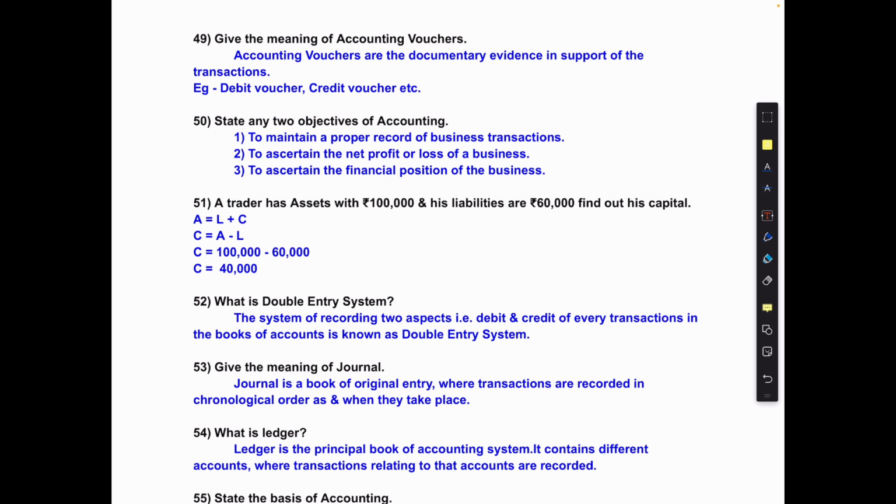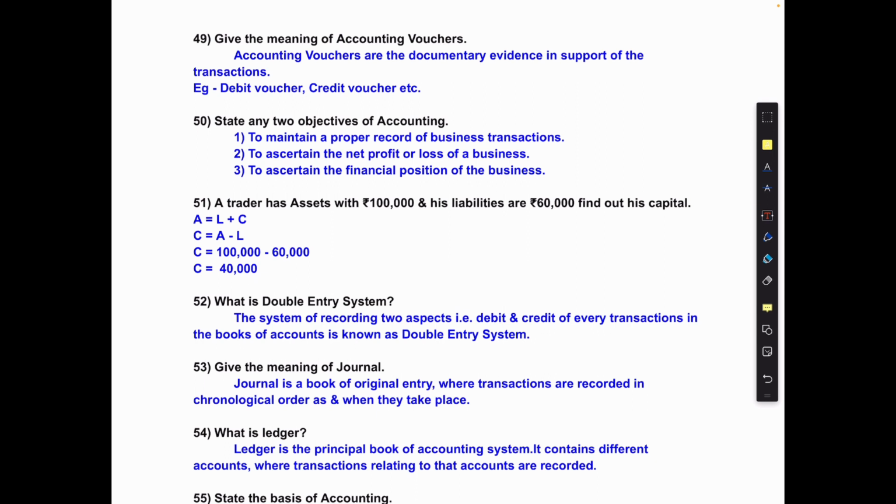51. A trader has assets of rupees 1 lakh and his liabilities are rupees 60,000. Find out his capital. Assets and liabilities they have given and we have to find out capital. Accounting equation is assets is equal to liabilities plus capital. To get the capital, what we have to do? Capital is equal to assets minus liabilities. Assets is 1 lakh and liabilities 60,000. From 1 lakh minus 60,000, the difference amount is 40,000. That is capital.